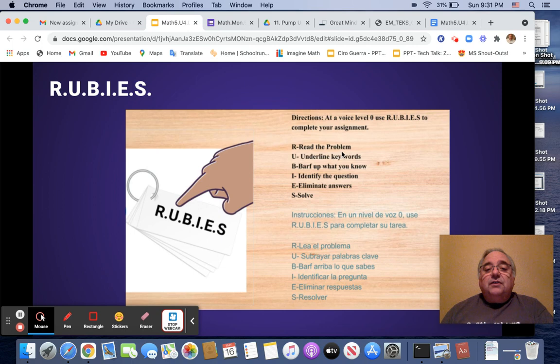R is read the problem. 2 is underline the key words. 3 is barf up what you know. 4, identify the question. 5, eliminate answers. And 6 is to solve.